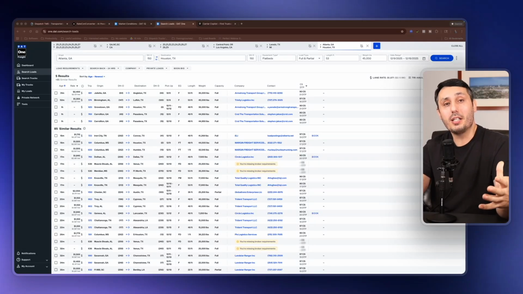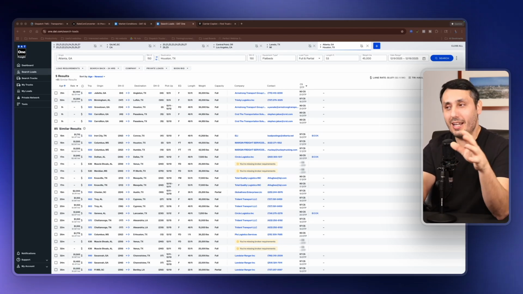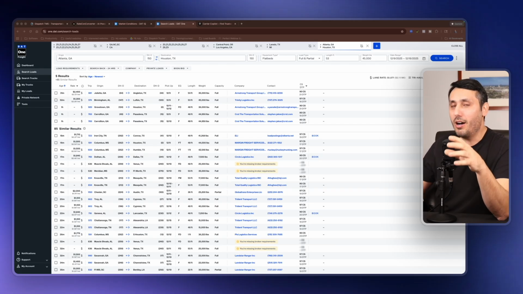How to use the market conditions tool by DAT, beginner friendly. In the previous video, we talked about how to use the load board, even if you've never touched a load board. So in today's video, we'll be focusing on market conditions.